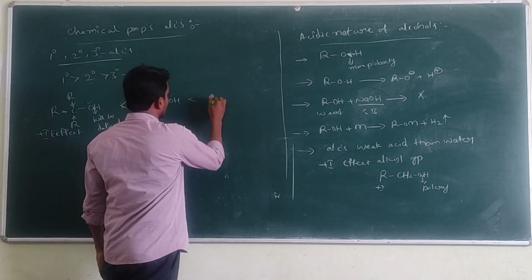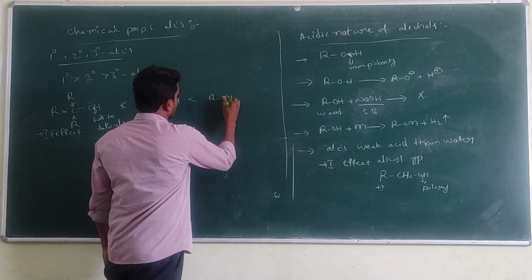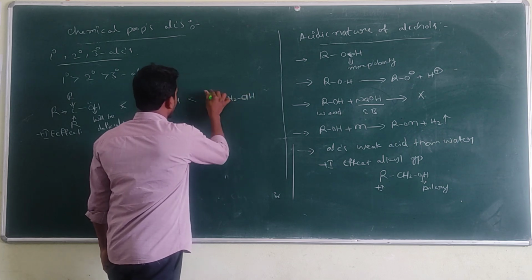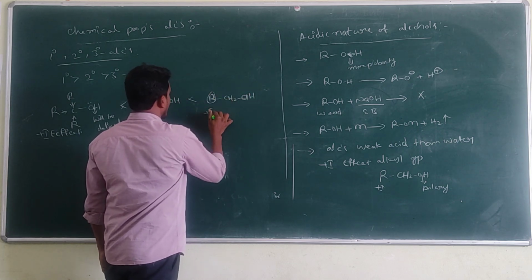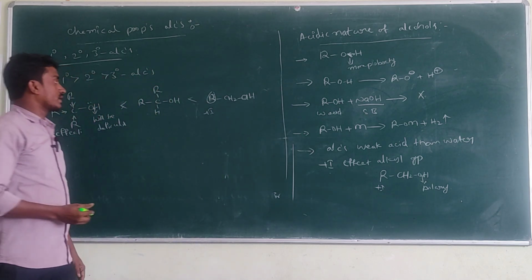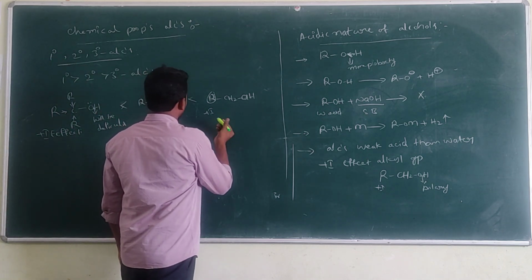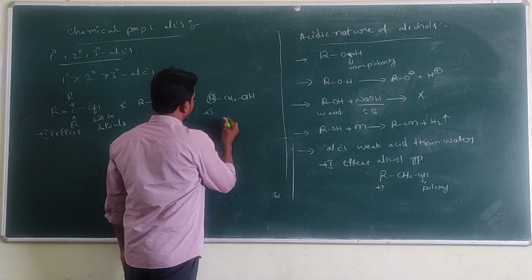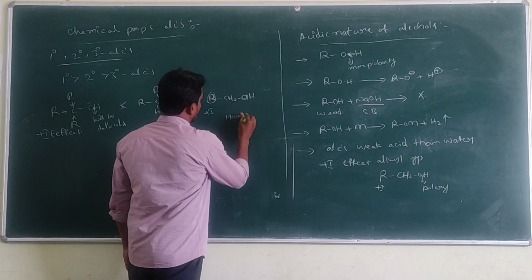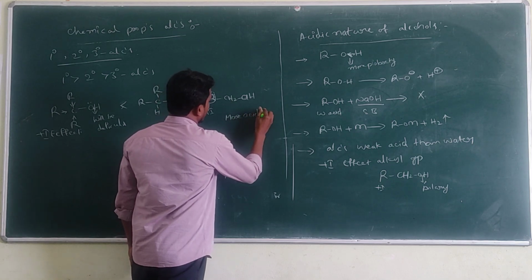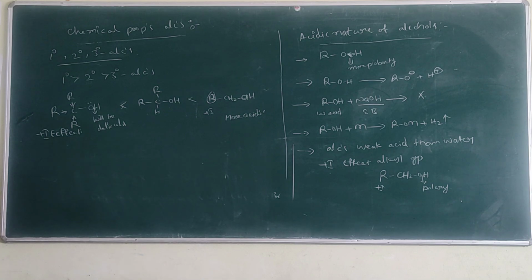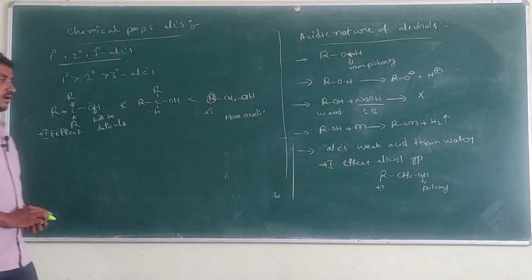Compared to tertiary and secondary, primary alcohols have only one plus I effect group. Due to fewer plus I effect groups, they have more acidic strength. This is the reason for the order of acidic strength of different alcohols.